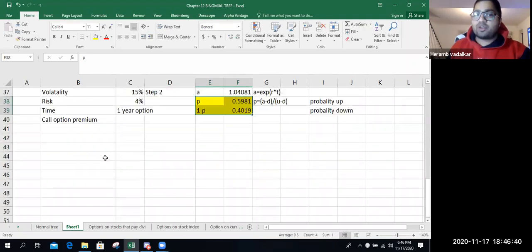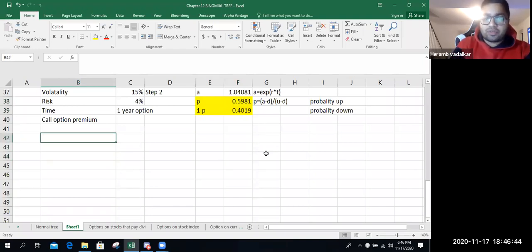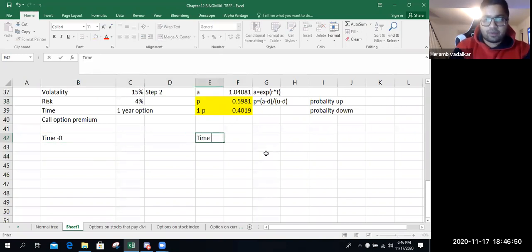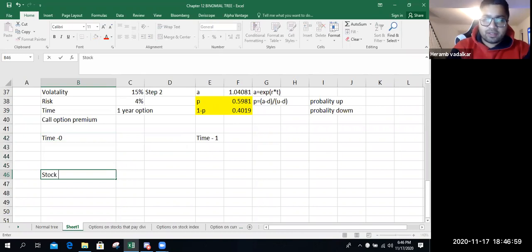Next, we'll start drawing the tree. So how to draw the tree? First put down times. Time 0, time 1. Okay, time 0, time 1. At time 0, put down these variables, stock price and call option price.